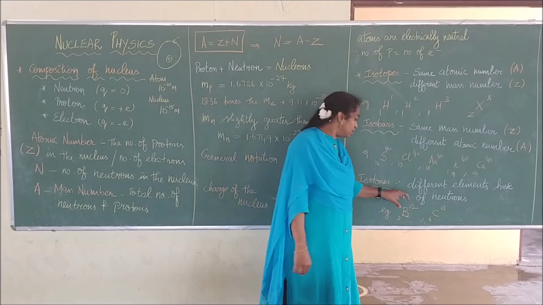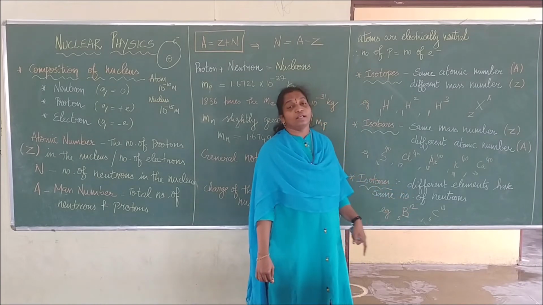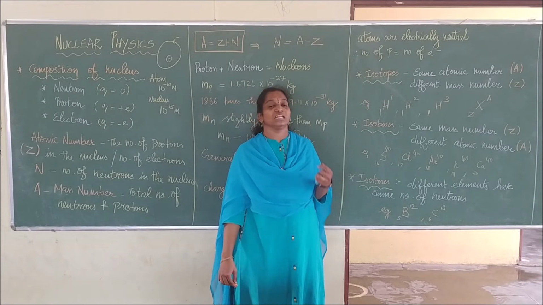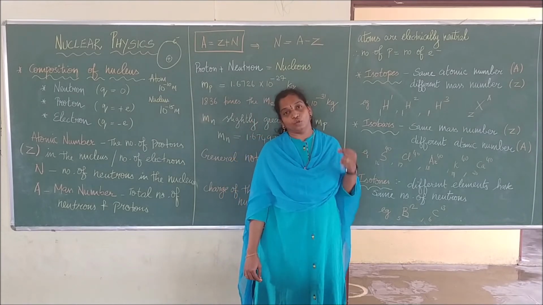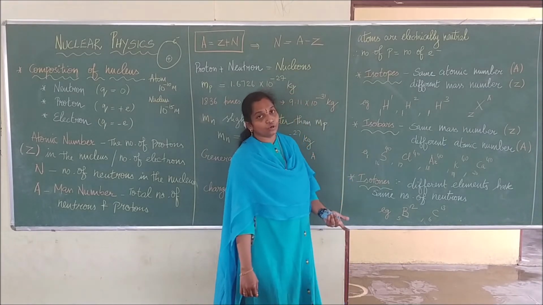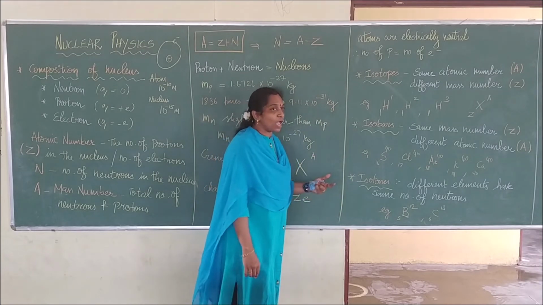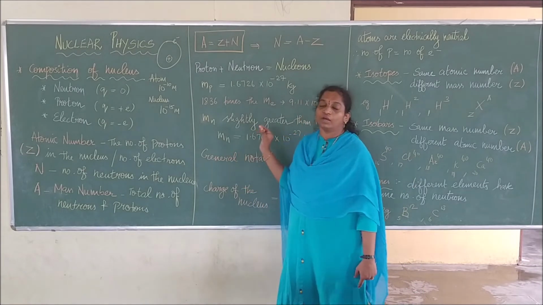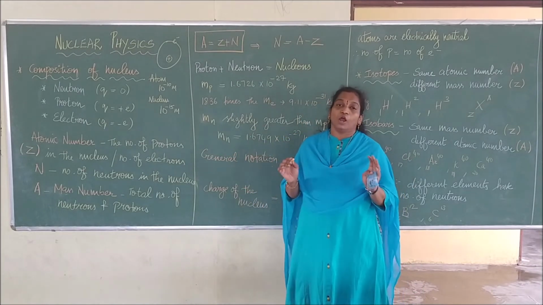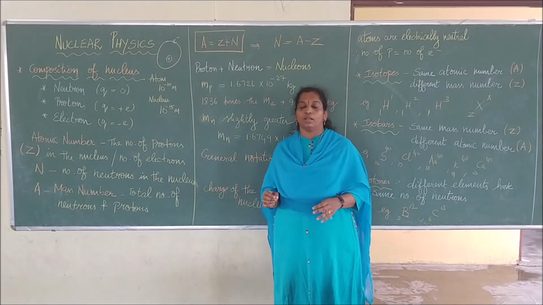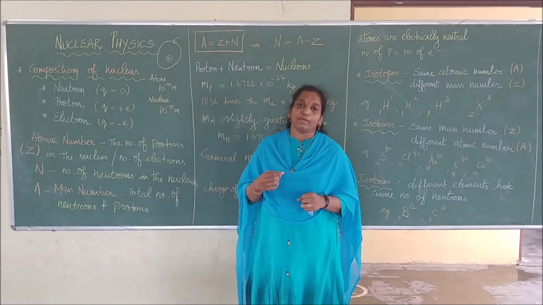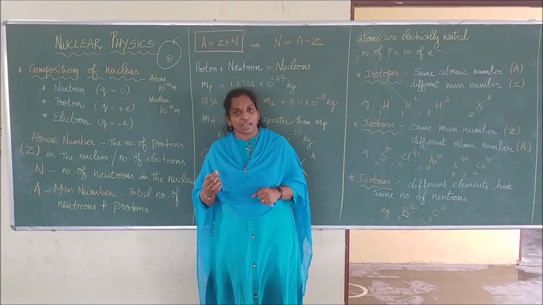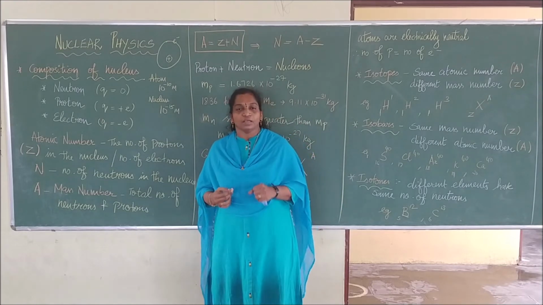If the difference is equal, then that type of elements are said to be isotones, because they have the same number of neutrons. Is it clear to you? Can everybody get it? So we have seen the basic fundamentals of nuclear physics. We have learned about the mass number, atomic number and the neutron number, and with the help of that how the elements have been classified into isotopes, isobars and isotones. Right? Is it clear to you?